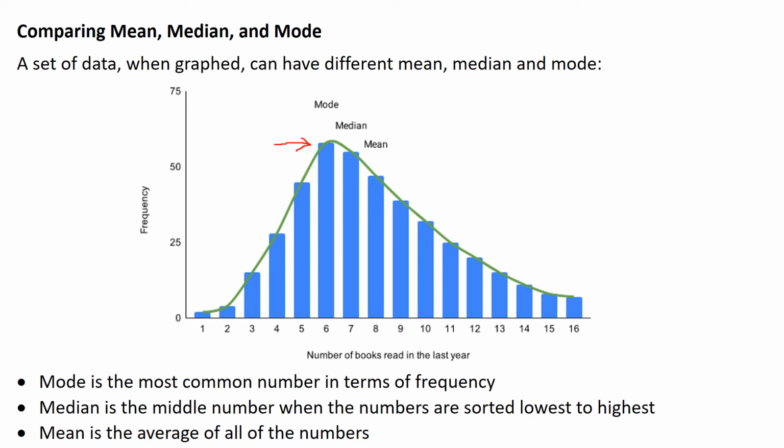The median is the middle number. If we had all these individual numbers, the median would be next to the mode. Probably half on one side, half on the other in terms of individuals. Then the mean is even farther down.